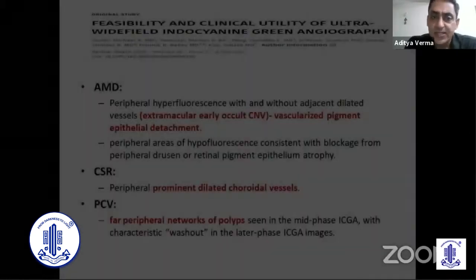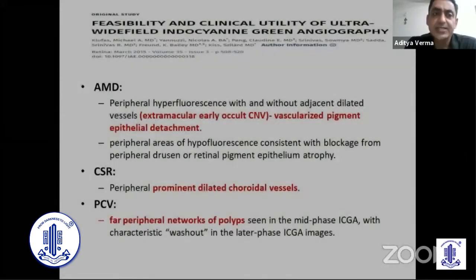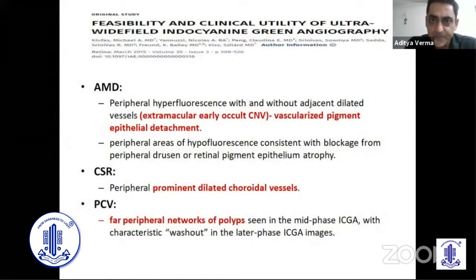This study by Klufas et al. analyzed about 165 eyes with various diseases, and they published a host of findings with the help of ultrawide field ICG angiography. For example, in AMD, they were able to show the extramacular early occult CNVM, which was also called vascularized pigment epithelial detachment. In CSR, they were able to show the prominent dilated choroidal vessels. In polypoidal choroidal vasculopathy, they were able to show the polyps which are seen in the periphery.